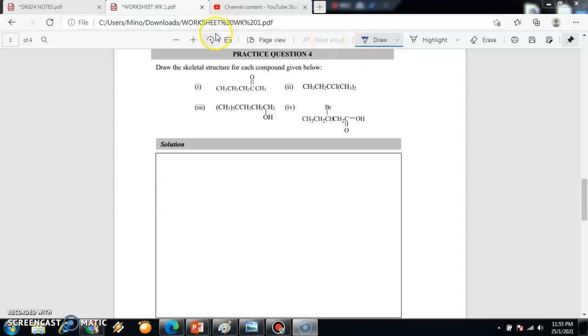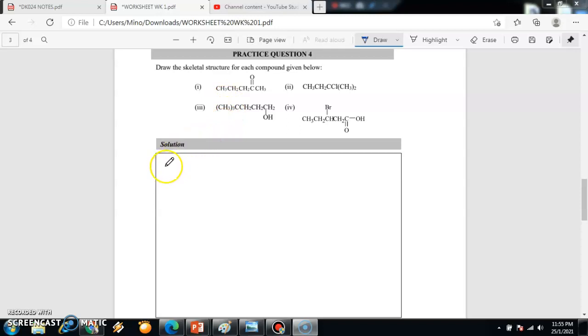Okay, now we move to the next practice question number 4. In this question, you are asked to draw the skeletal structure for each of the compounds given. The compounds given are condensed structures. So daripada condensed structure ni, kita kena lukis the skeletal structure.